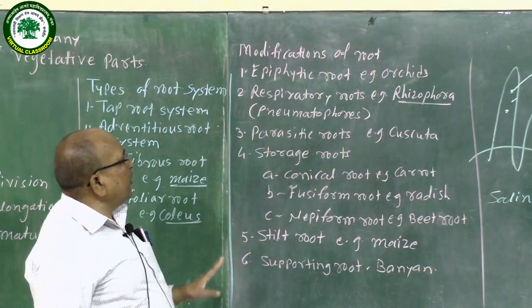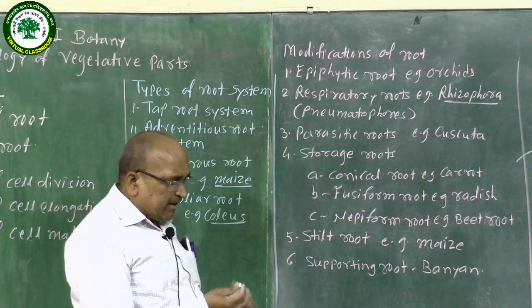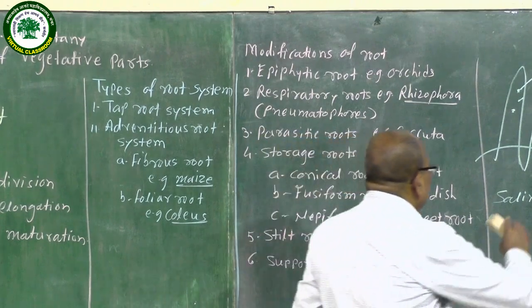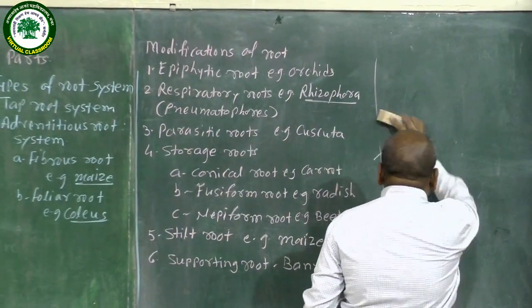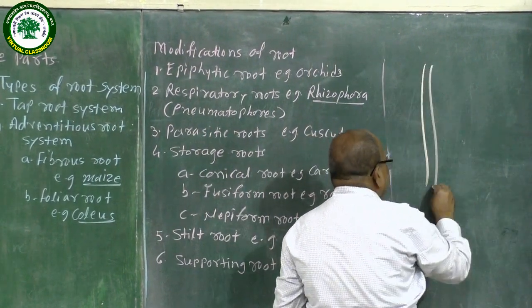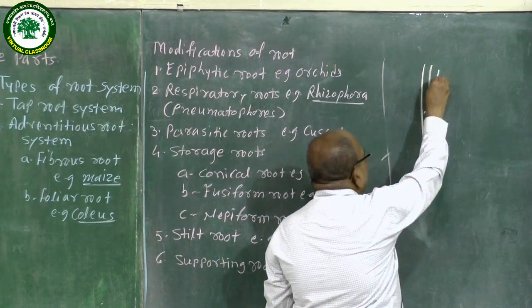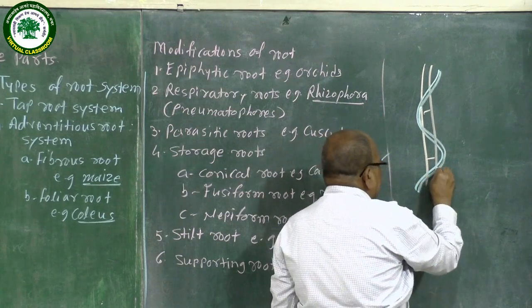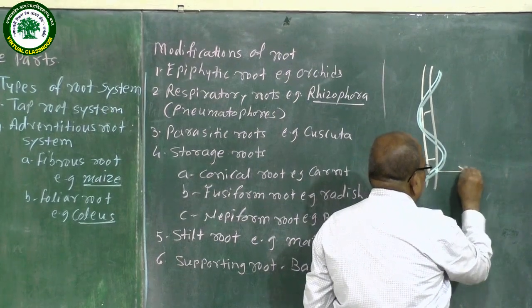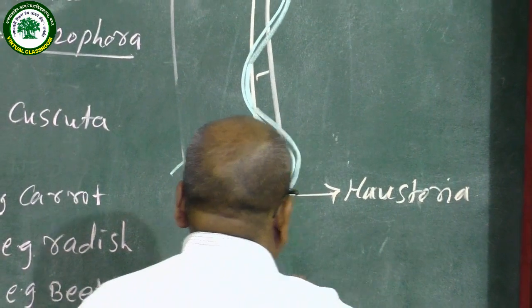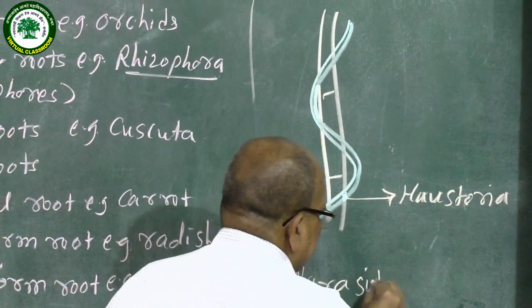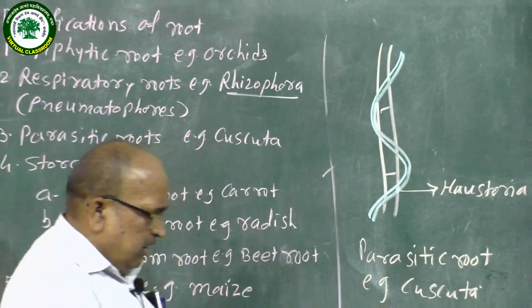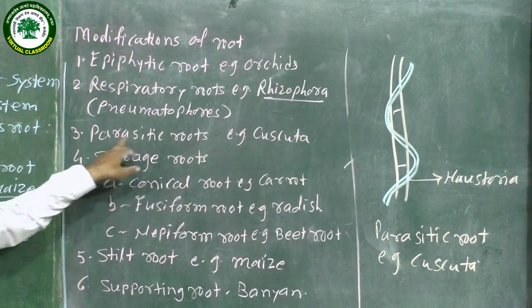The third modified root is the parasitic root. Parasitic root, example is the Cuscuta.